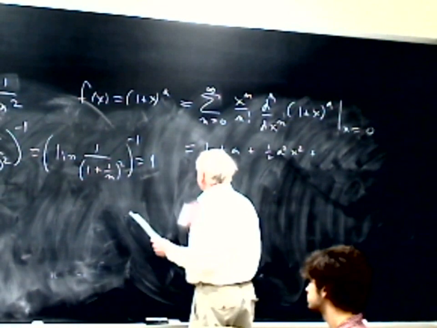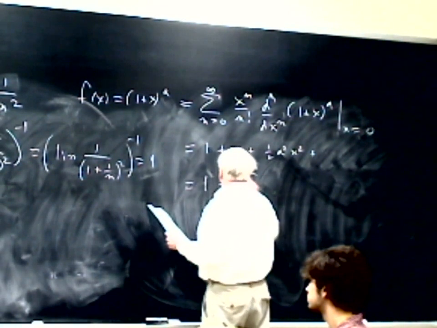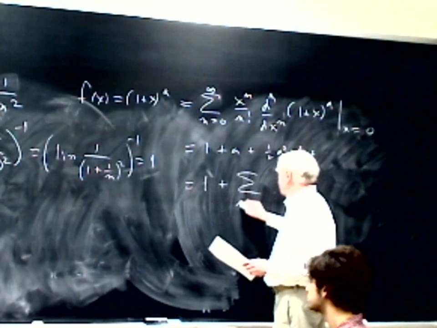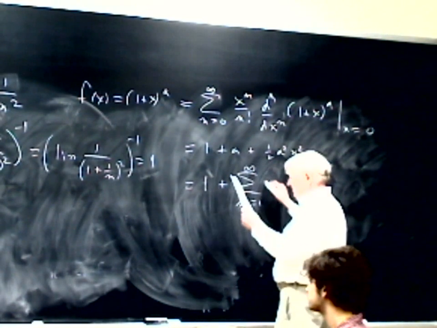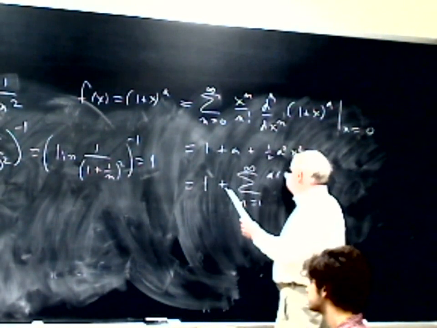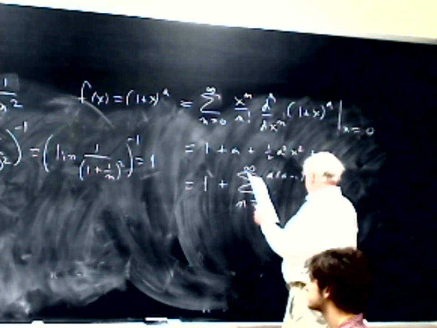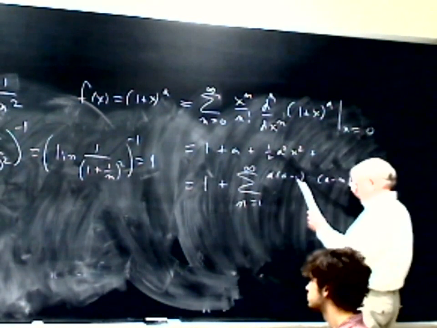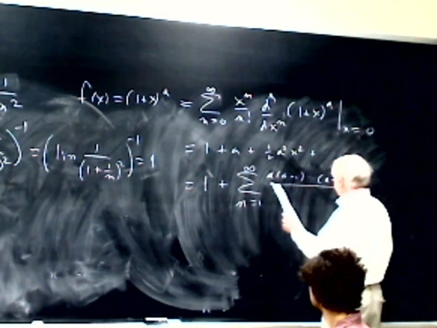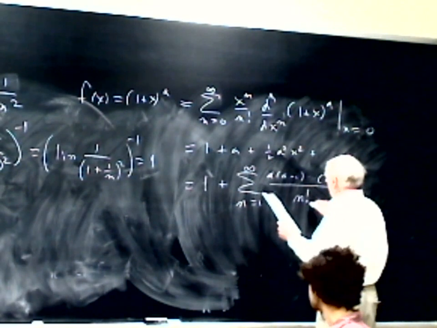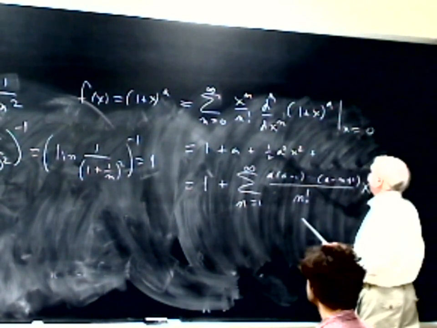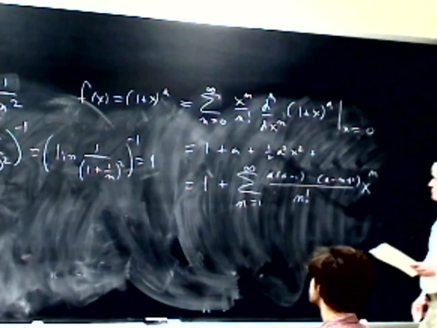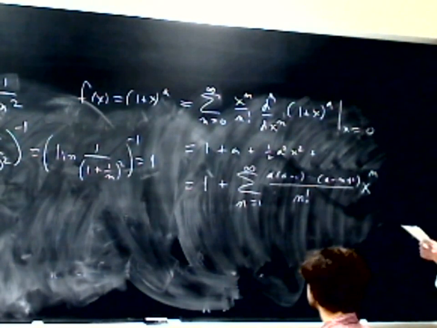And we can write that as a sum. The first term is a little awkward to write, so I'll just write it this way: a(a minus 1)...(a minus n plus 1) over n factorial, x to the n. All right, that's what it looks like.